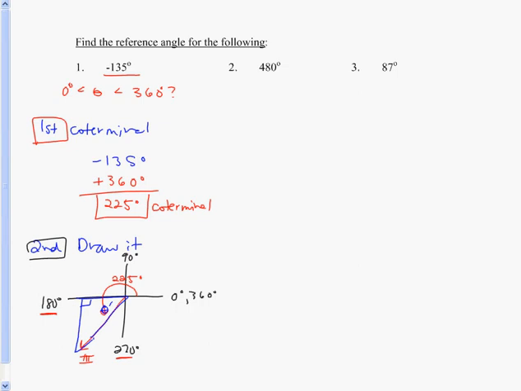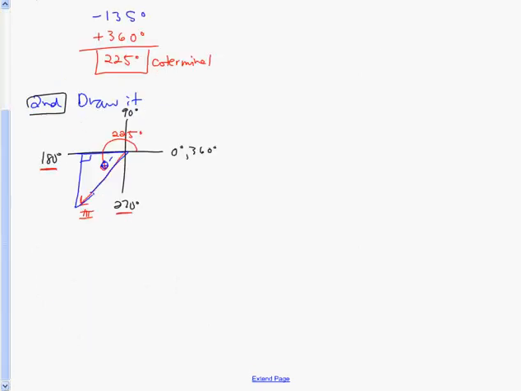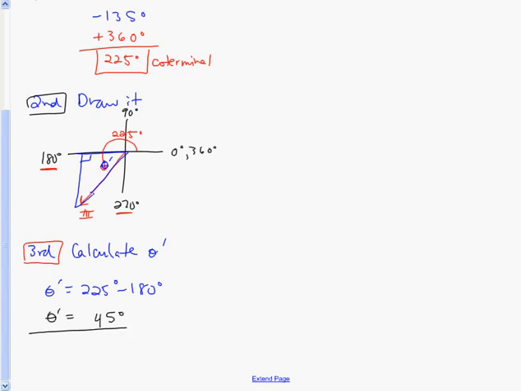Once you've found the first one and the second one, the third thing you do is calculate theta prime. To find theta prime, we're going to take theta, which is 225 degrees, and subtract off 180 degrees, because that's what our formula tells us to do when we are in quadrant 3. So that would be 45 degrees is our reference angle here. This would be 45 degrees.